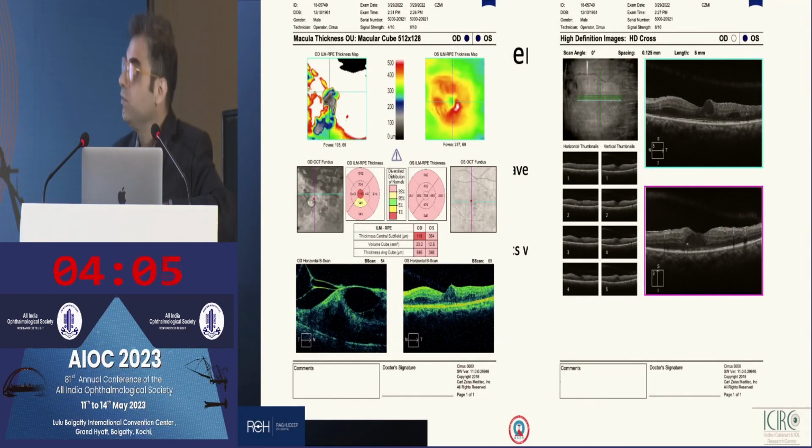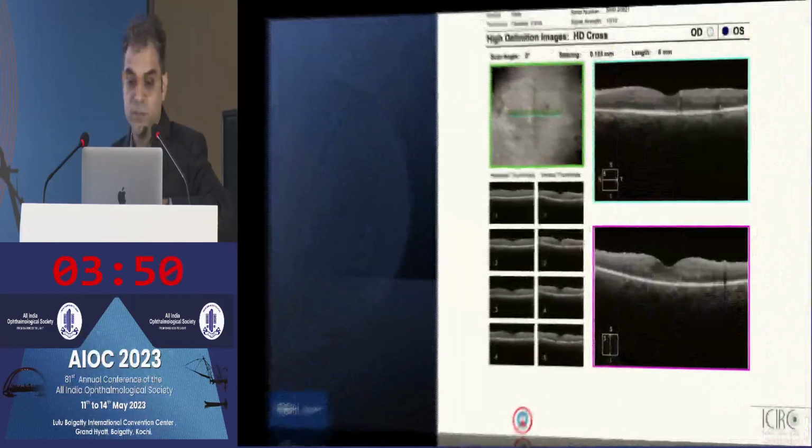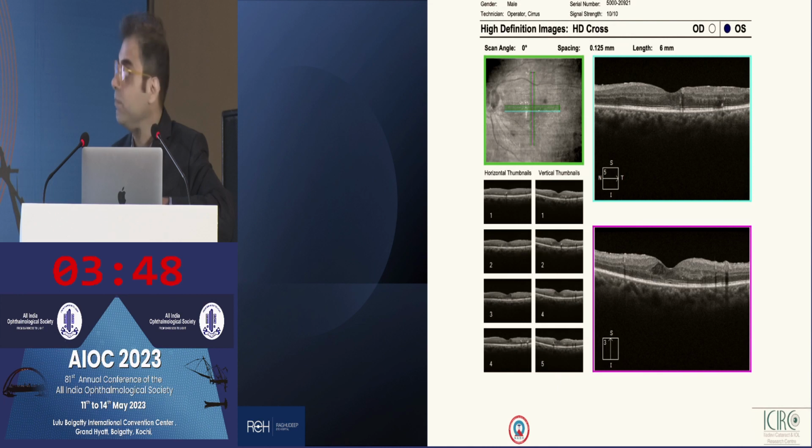So this is one more interesting case. This is a one-eyed patient. The right eye has an inoperable tractional retinal detachment, and the left eye has a diabetic macular edema along with a cataract. So we went ahead with a dexamethasone implant and cataract surgery, and the patient was doing quite well. We can see almost complete resolution of intraretinal fluid, but there is a little more.